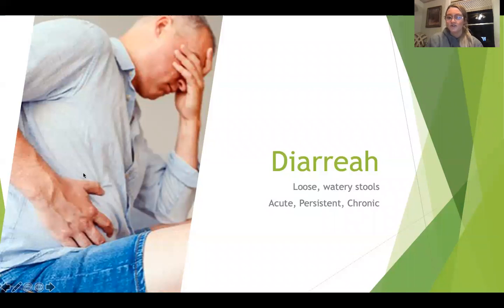And now we move on to diarrhea, which many Americans experience. I think pretty much everyone has experienced this. It's the loose, watery stools. There are 3 different types of diarrhea: acute, persistent, and chronic. Acute is maybe 1 to 2 days, persistent a few weeks, and chronic is quite a few weeks.